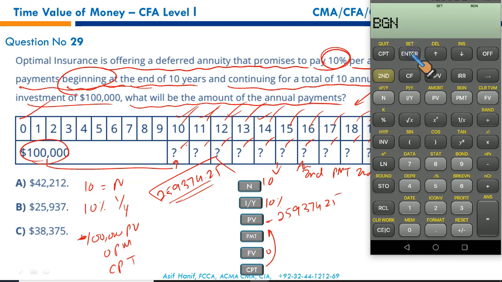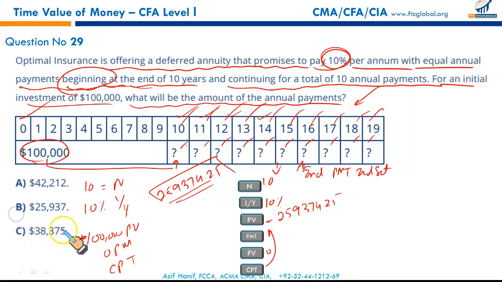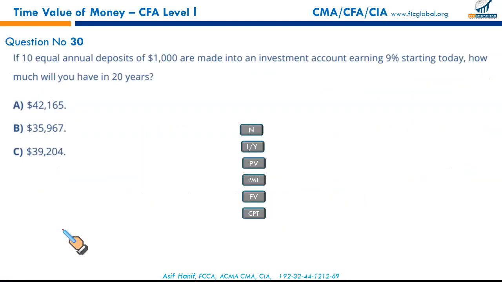Second, PMT, second, set. Now it's in the beginning mode. Quit. Enter the data. We have 10 N. Interest rate 10. The 259,374.25 that has been invested in this account is negative. This is the present value. Future value is 0. What would be the regular payments that we will receive? 38,375.51. That makes C the correct option, and as you can see, C it is.